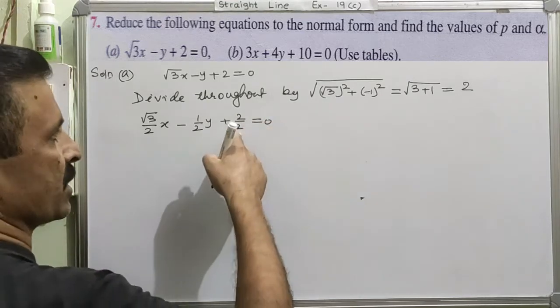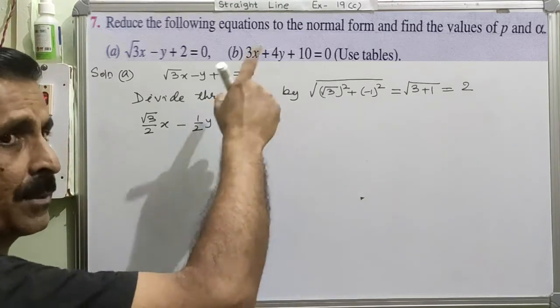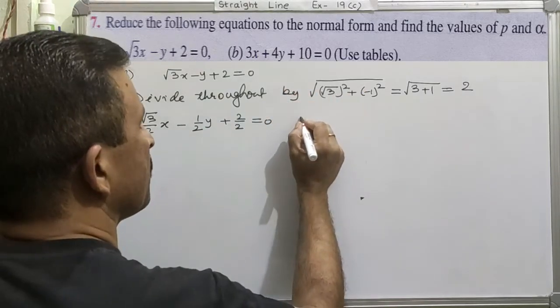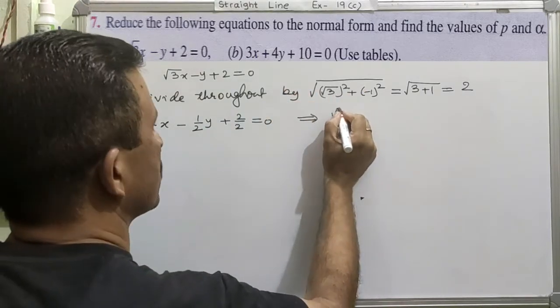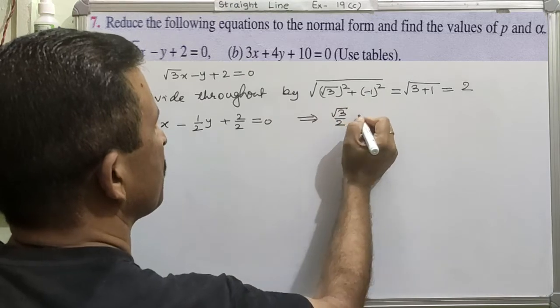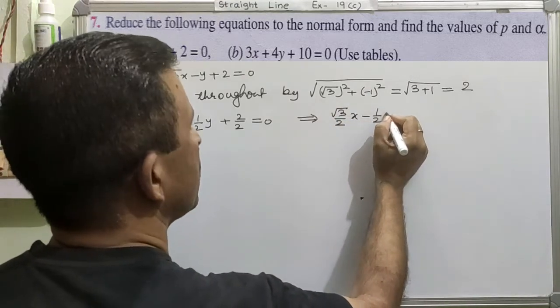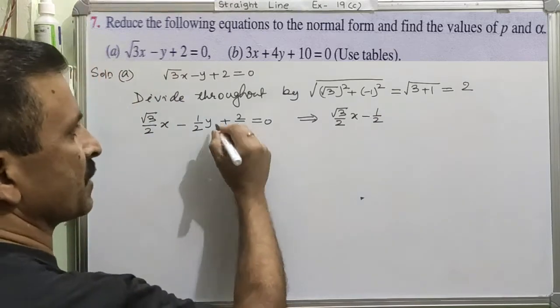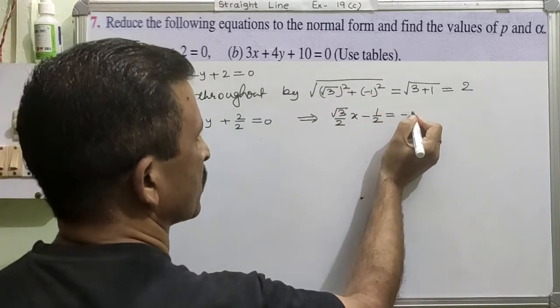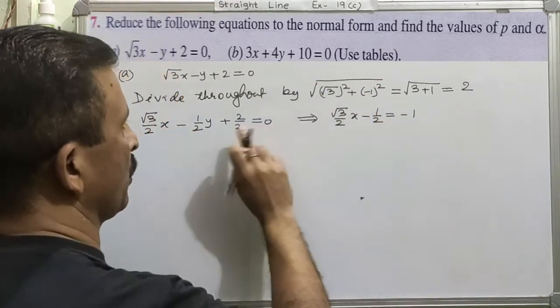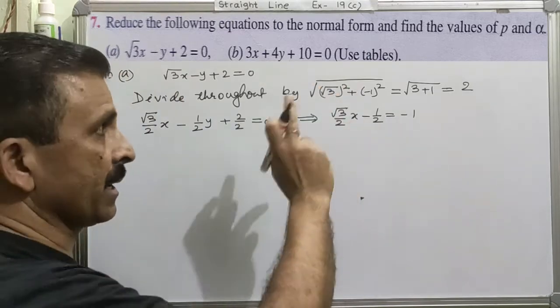Right? Now this constant, in the next step, will have to be shifted to the other side. This implies root 3 over 2 x minus 1 over 2 y, this will become plus 1. When this plus 1 goes to the other side, it will become minus 1. This is step number 2, where you are shifting the constant to the right hand side.